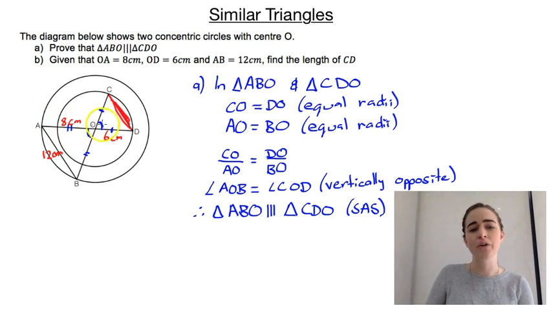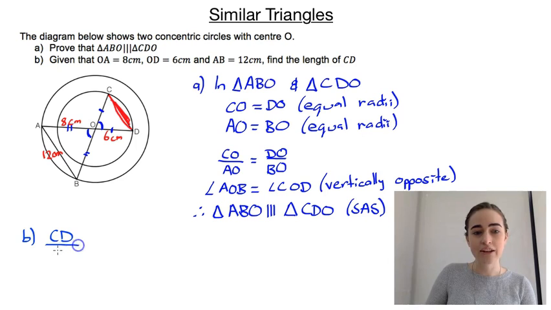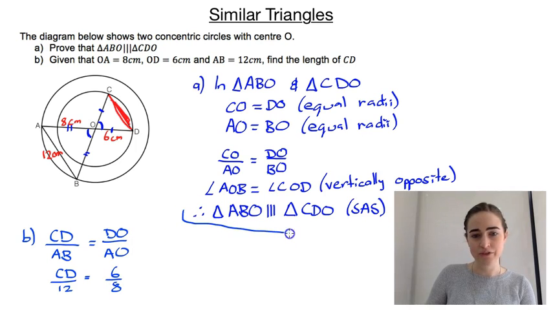Now you could match AO up with DO or CO. It doesn't matter which way you do it. So what that means for part B is that they have to be in the same proportions. So that side CD divided by AB has to be equal, if we went the small triangle to the big triangle, so we have to do it in the same way, to DO over AO. So if we fill in the numbers that we know, we're going to have CD over 12 is equal to 6 over 8.